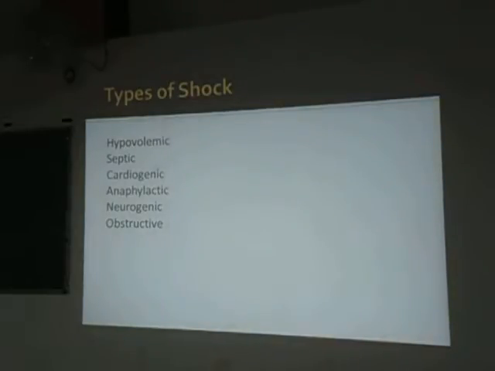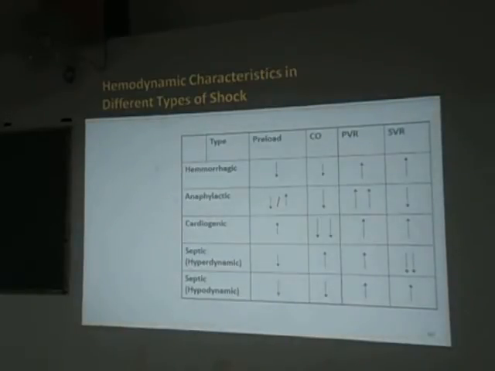So there are different types of shocks. As you all mentioned, hypovolemic, septic, cardiogenic, anaphylactic. Then we have the other ones like neurogenic and obstructive. Here we need to understand the hemodynamic changes which will occur in case of shock. If it is a hemorrhagic shock, you know that the venous return is less, preload is less. Once preload is less, there can be decreased cardiac output, garbage in, garbage out. Once the input is low, the output is less.